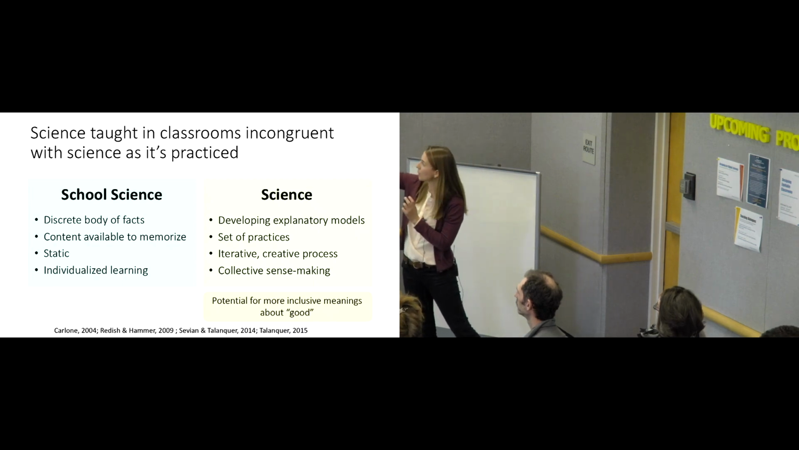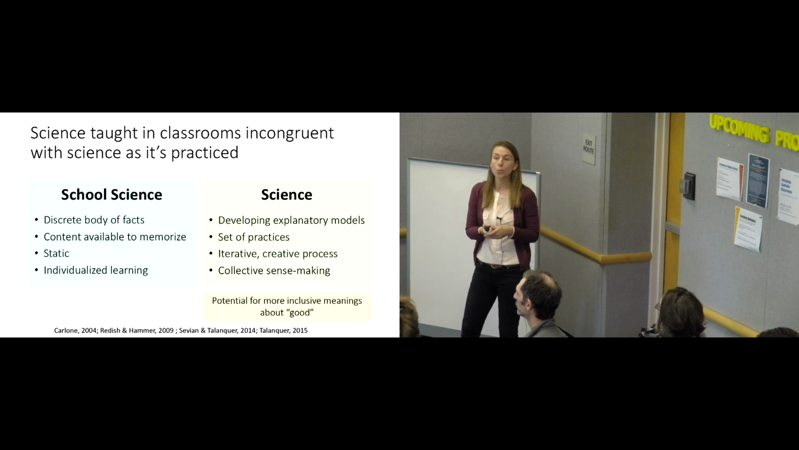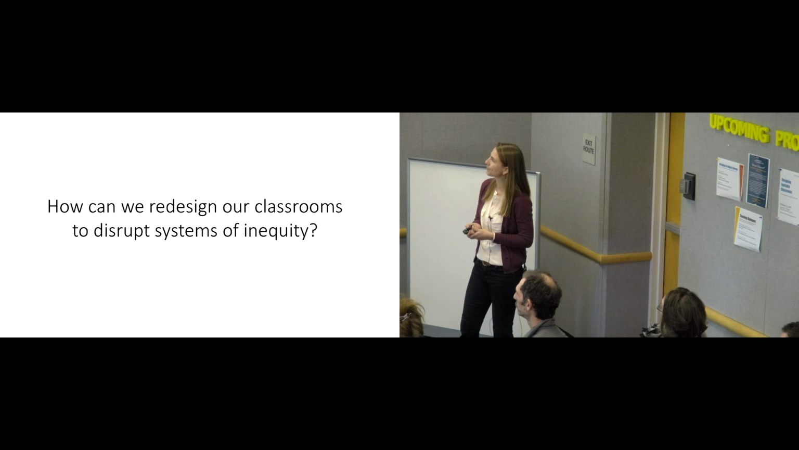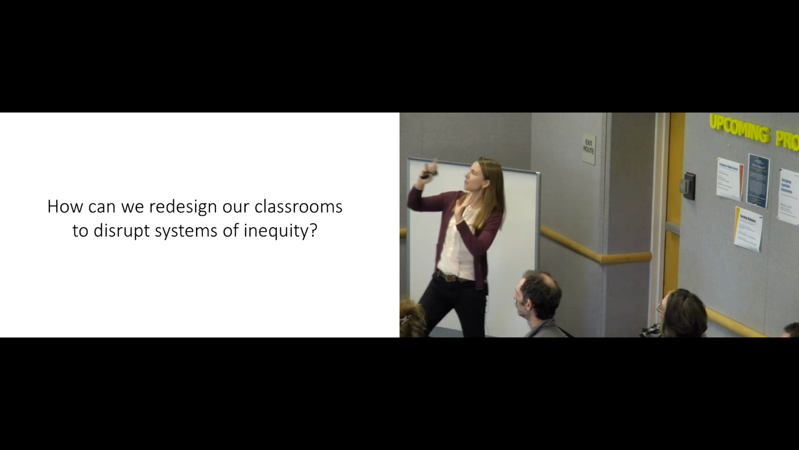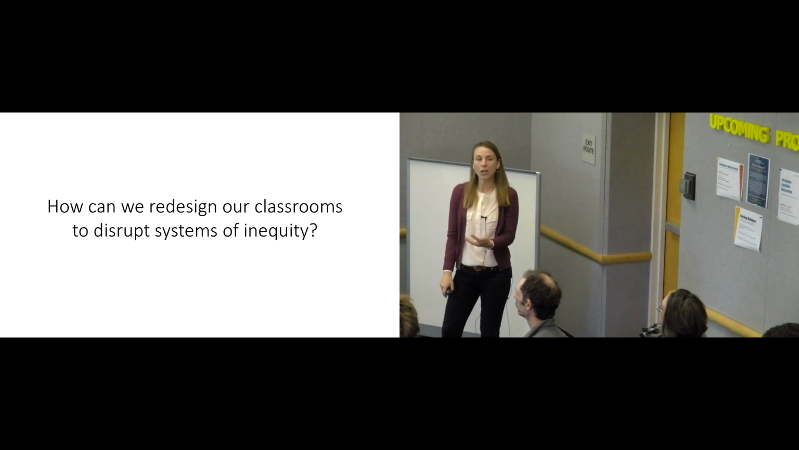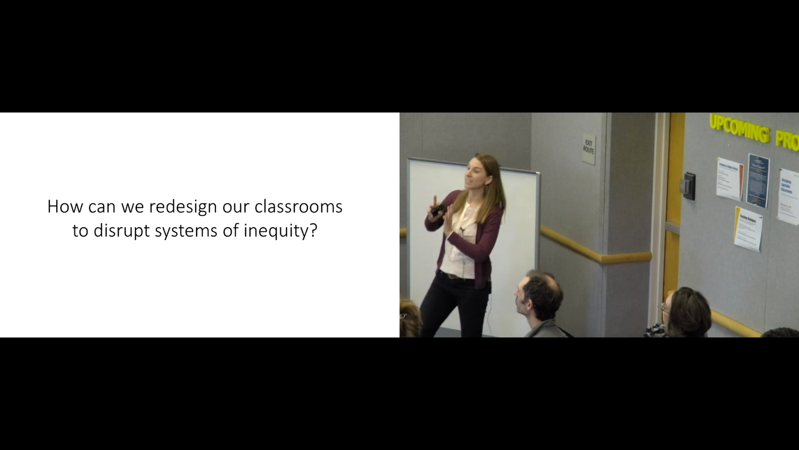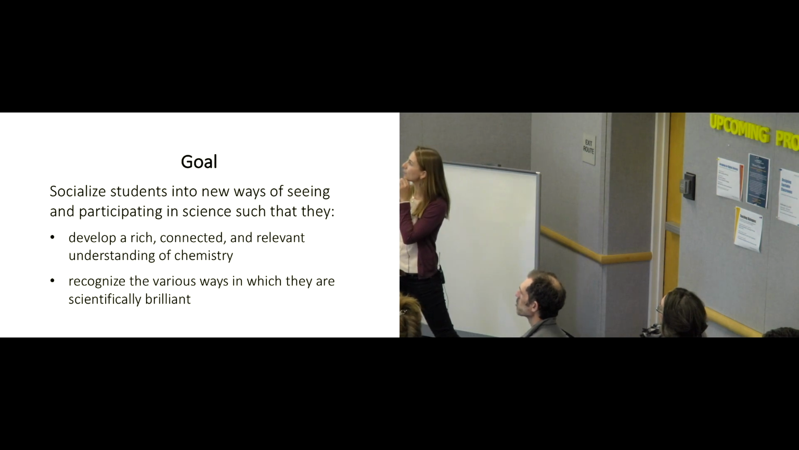This is the learning that we're trying to support, and we also feel that it has the potential to offer more inclusive meanings about what it means to be good at science. So this framing of the problem led us to ask 3 years ago, what does it look like? How do we redesign our whole classroom system in order to disrupt these current systems of inequity?